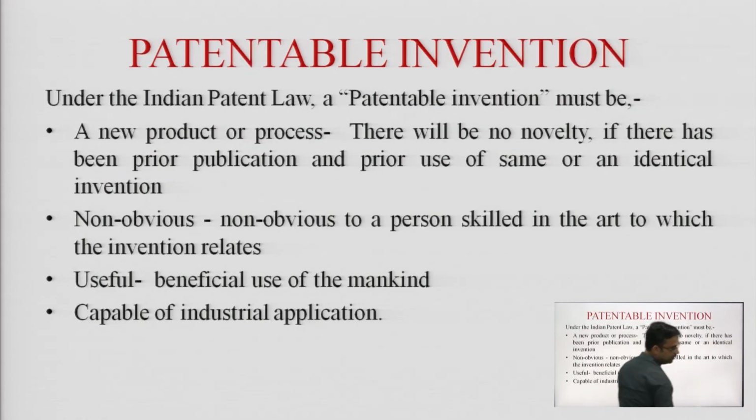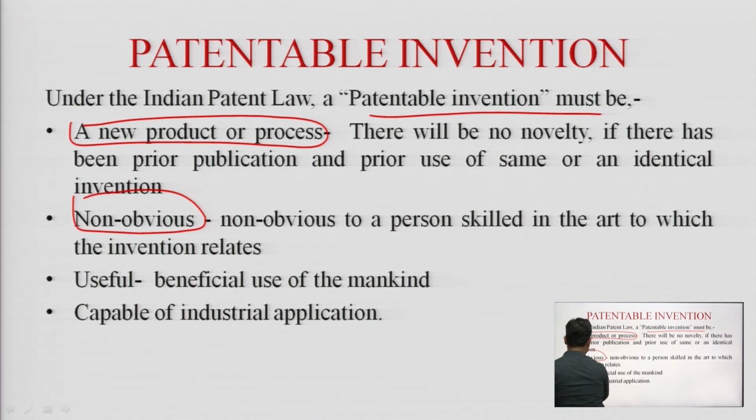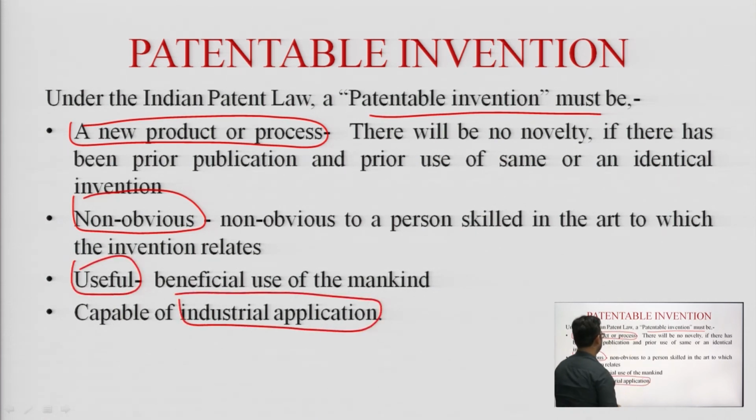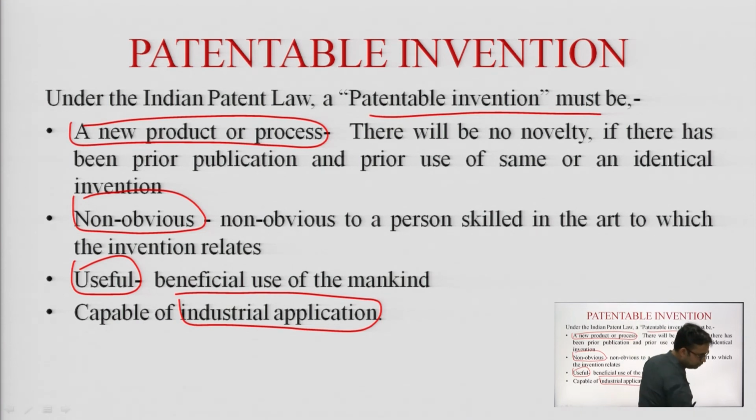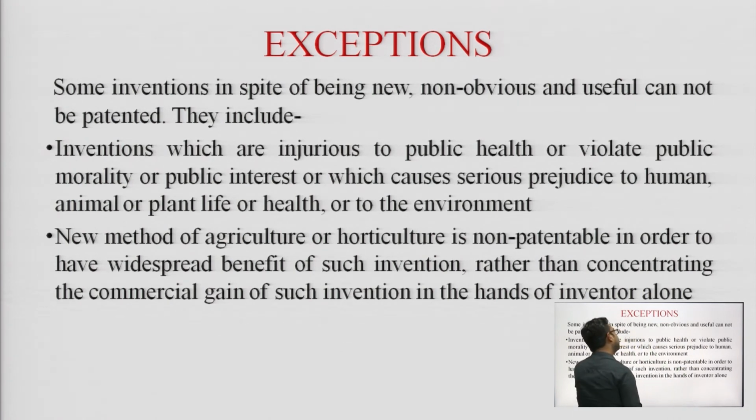Patentable invention under the Indian patent law: the patentable invention must have four things. It should be novel, second it should be non obvious, it should be useful, and it should have an industrial application. If these four things are there, then it is a patentable invention and you can apply for a patent. If even one of these four is missing, it will not be applicable. There are some exceptions, whether we can patent all products or not. No, there are some exceptions.